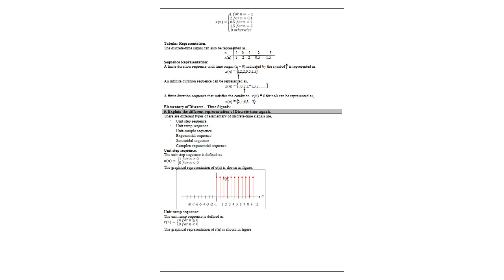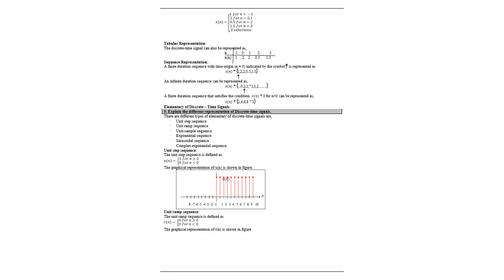Okay. Now the sequence representation. For a finite duration sequence with the time origin, that is n is equal to 0, which will be indicated by an arrow symbol, it is represented as x of n is 1, 2, 2, 0, 0.5, 1.5. In this, the arrow mark will represent the origin point. So that will be symbolized by the arrow.